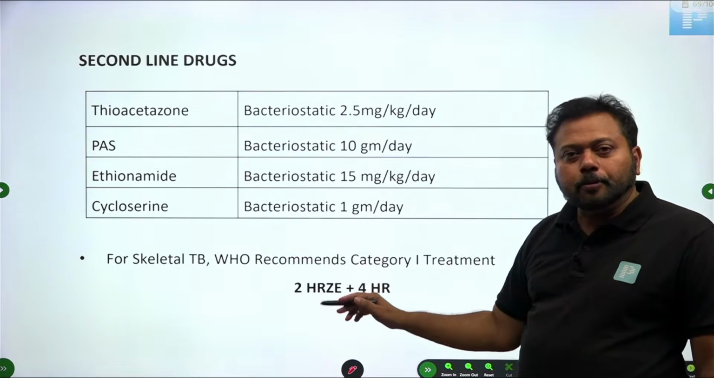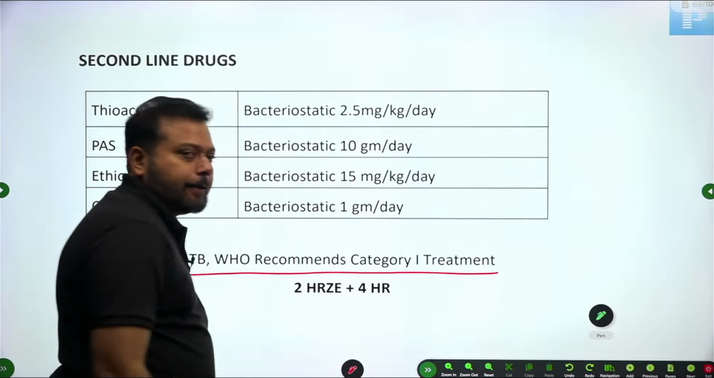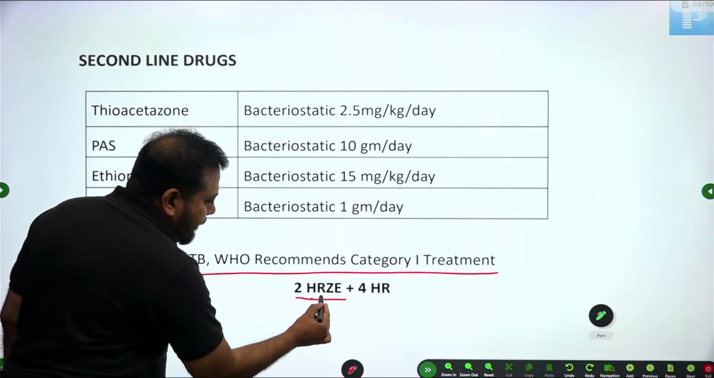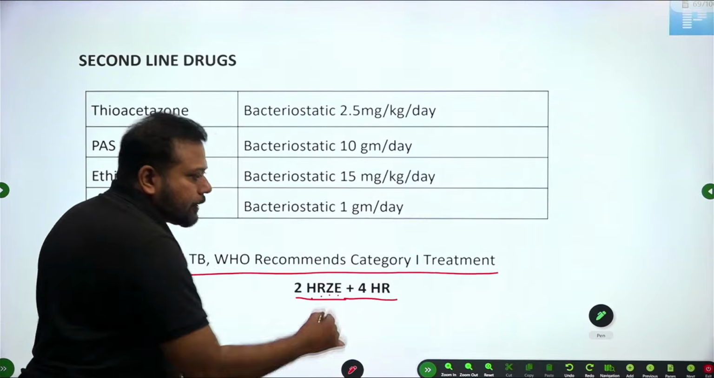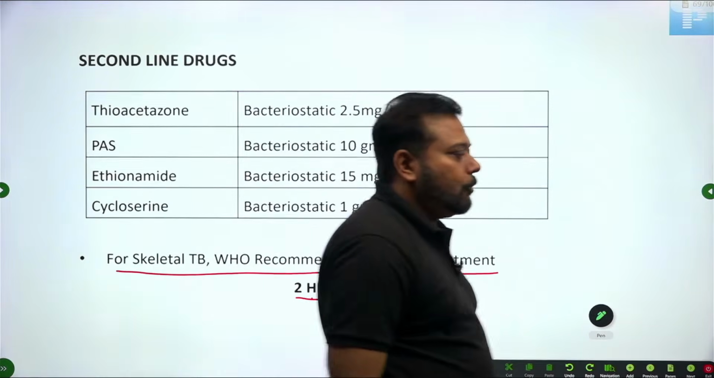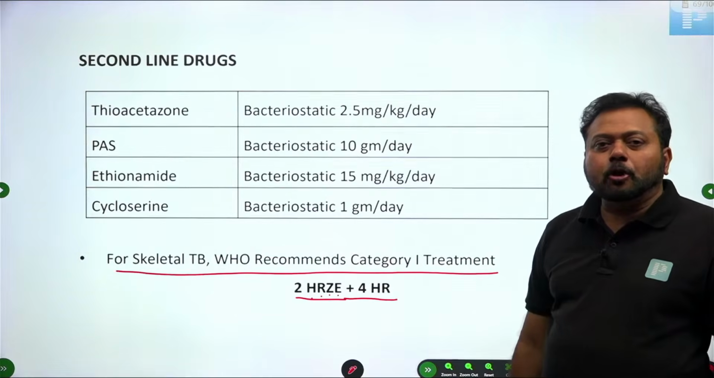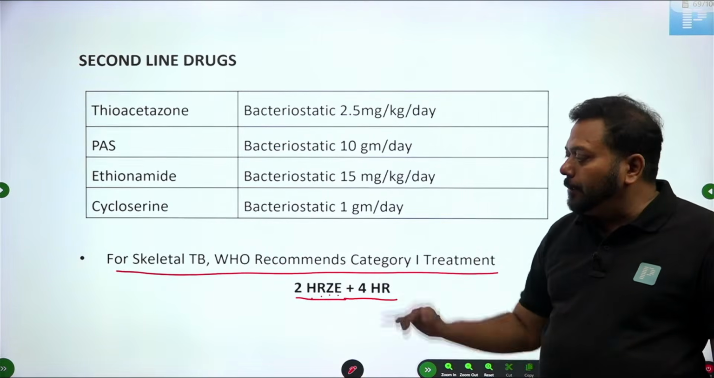For skeletal tuberculosis, WHO recommends category 1 treatment, that is 2 months of INH, rifampicin, pyrazinamide, ethambutol, plus 4 months of INH and rifampicin. So this is the treatment. This is called CAT 1, category 1 treatment recommended by WHO.